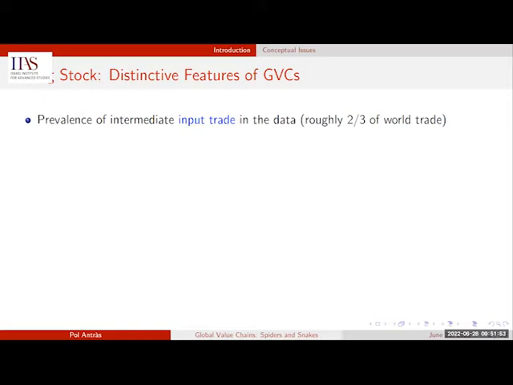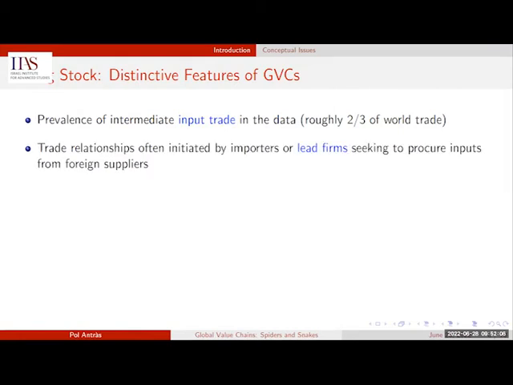Does that mean the models are wrong? Obviously not, that's not sufficient to kill them. The model always has to be somewhat unrealistic, otherwise it's not a useful model. But 2/3 of world trade is goods that are different from how we typically model them.